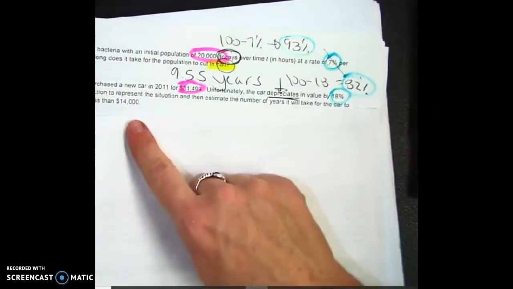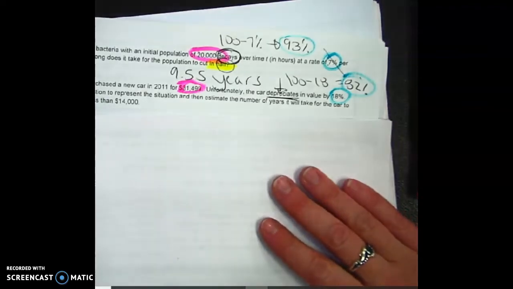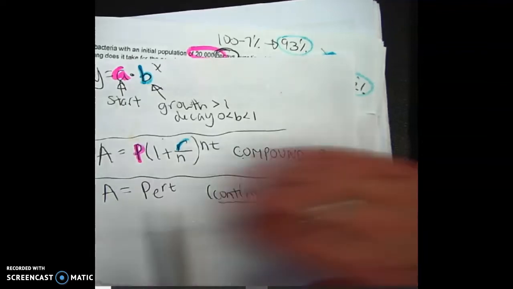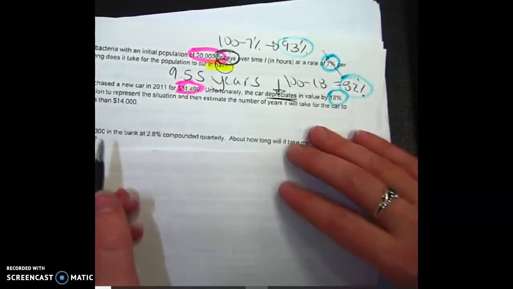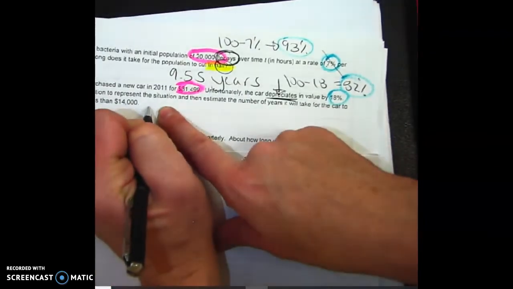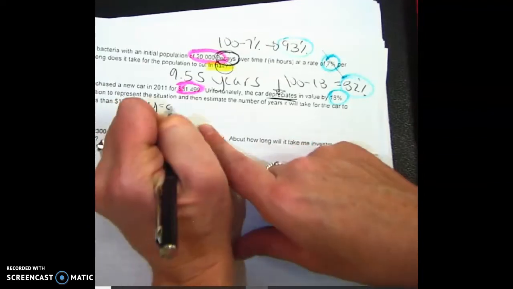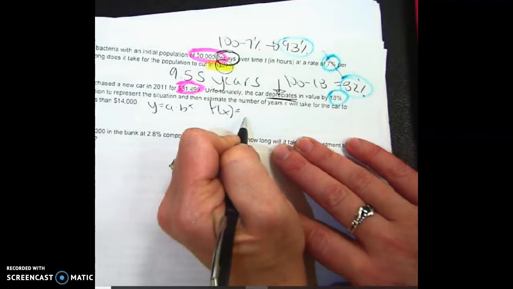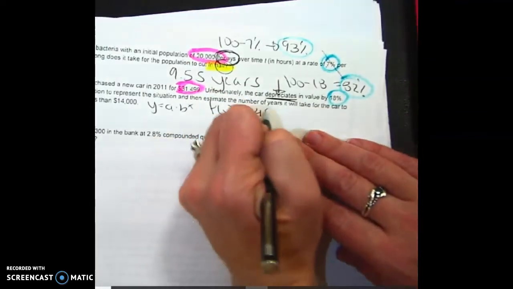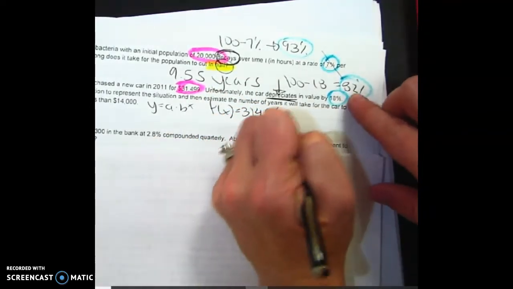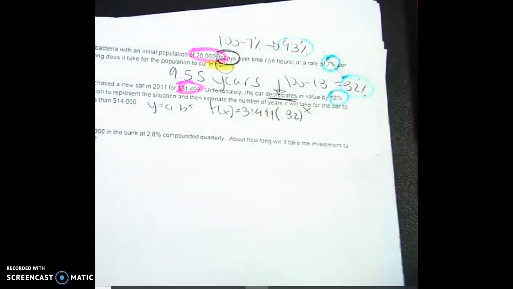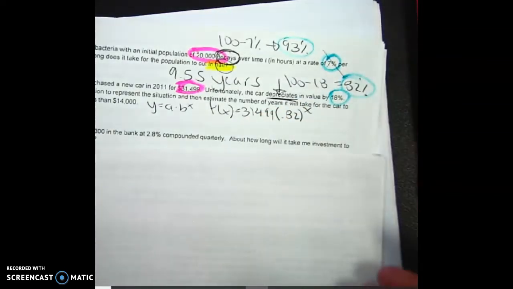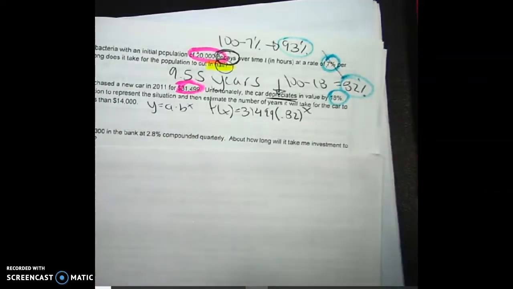They want a function to represent the situation. And oh, by the way, let's look. Which one is it? I don't see compounded, and I don't see compounded continuously, so it's this one right here. Okay? So I actually have space for this one. It says write a function, so instead of writing y equals a times b to the x, I have to do f of x equals 31,499 times 0.82 to the x. And then they want me to estimate the number of years that it will take it to reach less than 14,000.